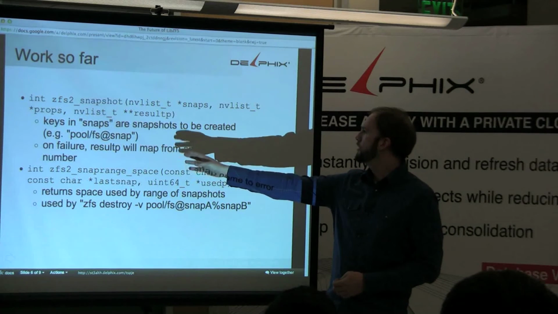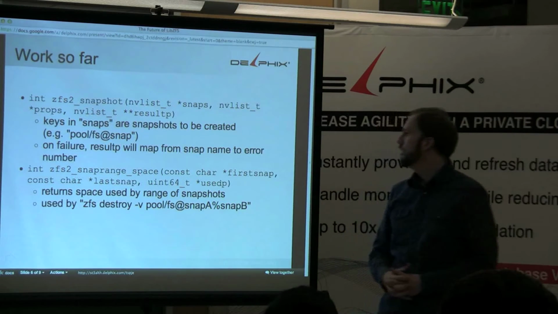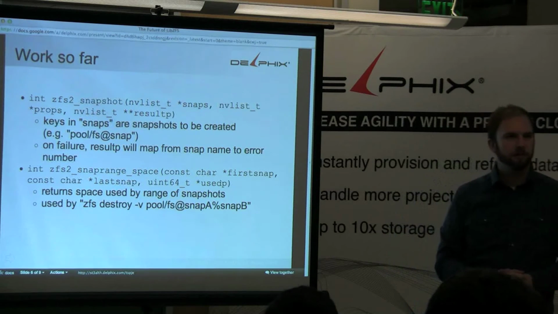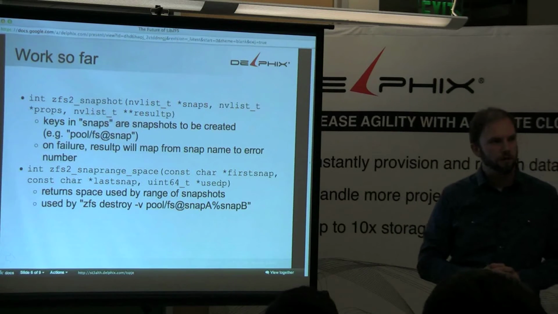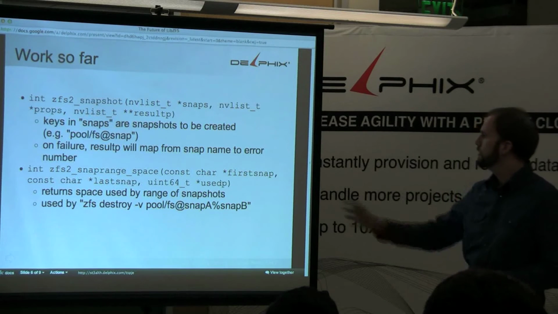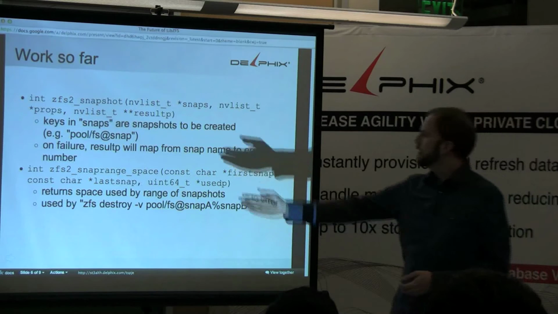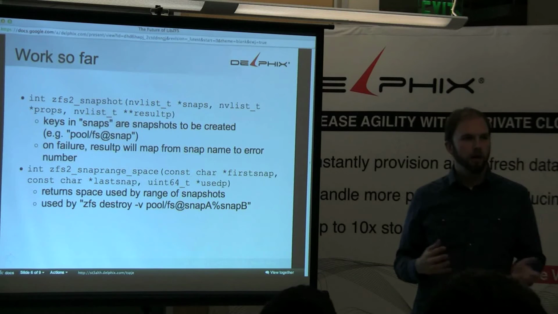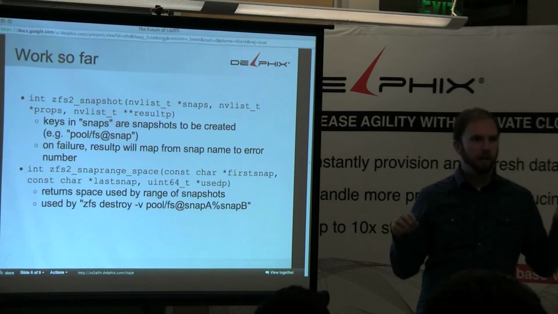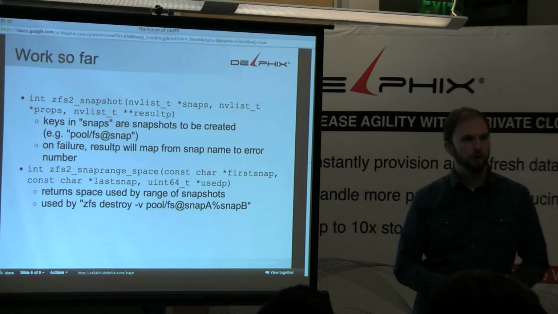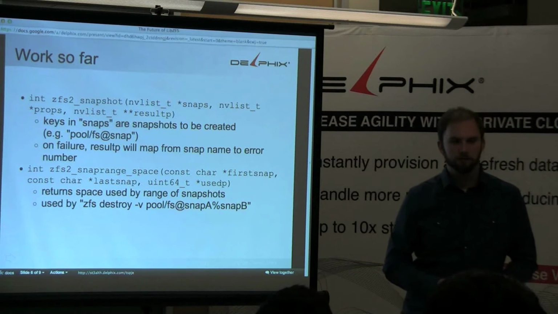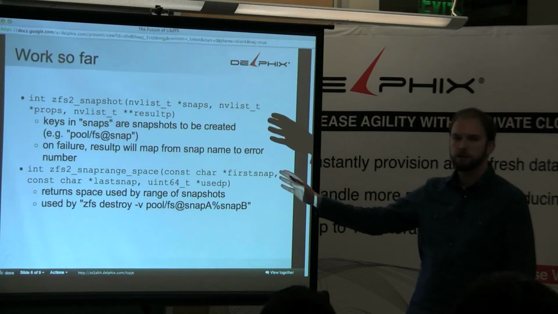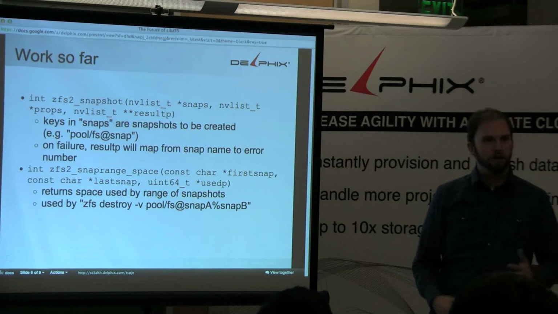The keys in the NV list are the snapshots to be created, like that example. The properties are the properties to set on them. For snapshots, there's a little known fact that you can actually set user properties on snapshots. So that allows you to set properties on them. And now the results will actually return a list of errors. So you can find out, I tried to take these 7 snapshots, and 2 of them had names that conflicted with currently existing snapshot names. I've implemented this and also implemented the ZFS CLI interface, so that's actually a little bit richer as well now.